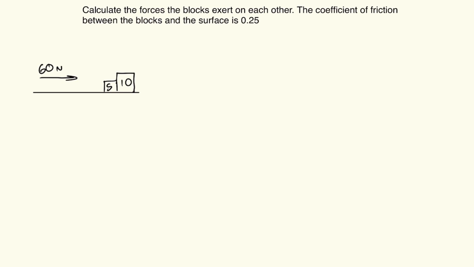Okay, so in the next example, we have two blocks, just like in the first example, but this time the masses are 5 and 10 kilograms, and the force acting on them is 60 newtons. The key difference is that now we have a coefficient of friction of 0.25.